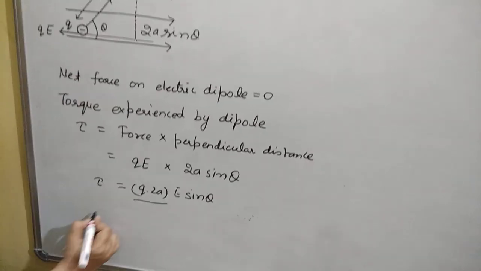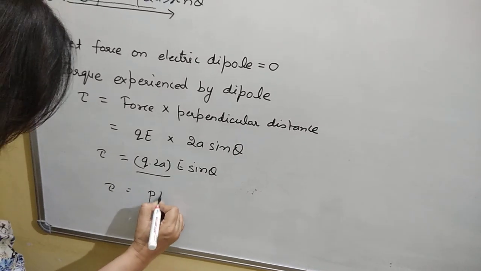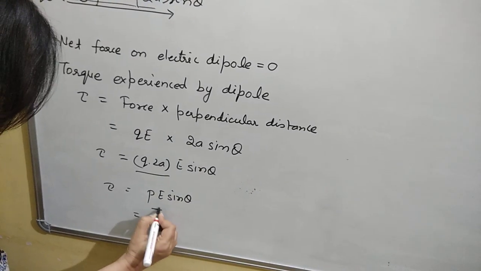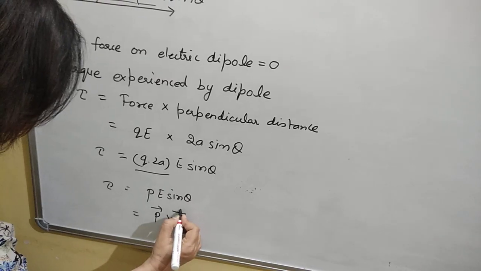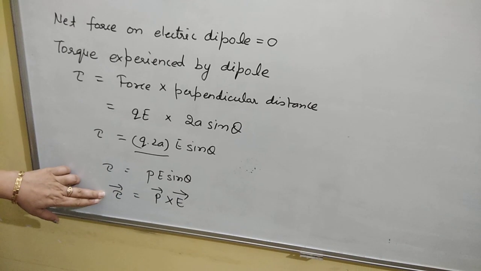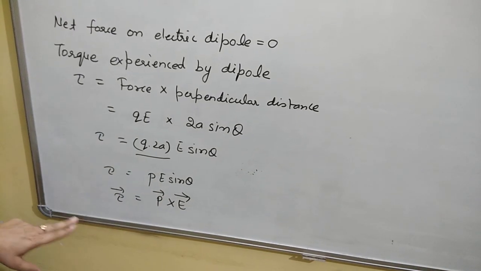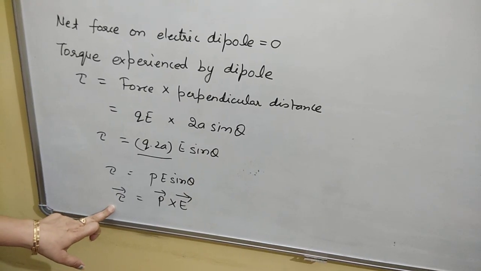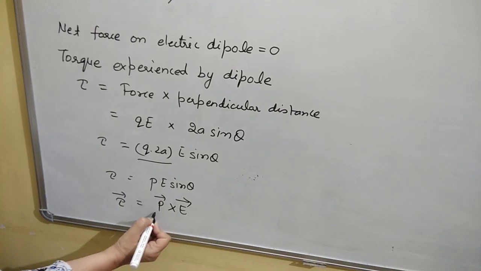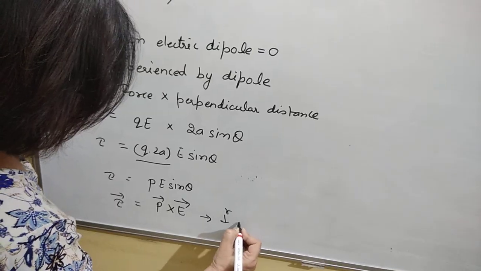This is the electric dipole moment. So we can write torque is equal to P E sine theta, or we can write it as the cross product of dipole moment and electric field. Now this shows that torque is a vector quantity which is equal to P cross E. As this is a vector quantity, it has a direction also, and the direction is perpendicular to both the dipole moment and the electric field.